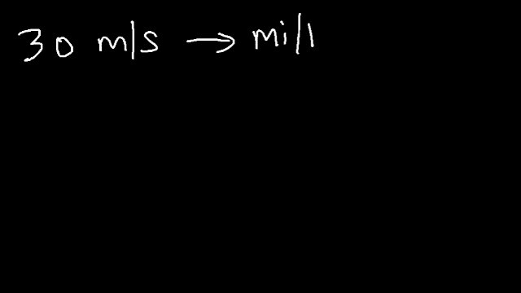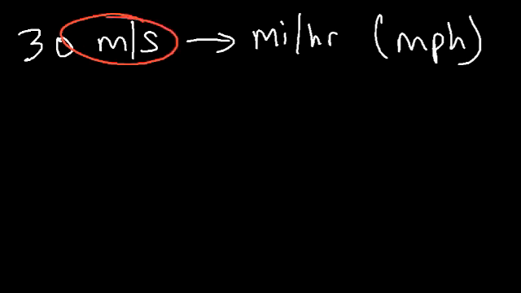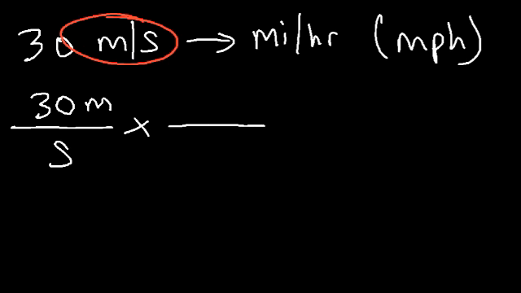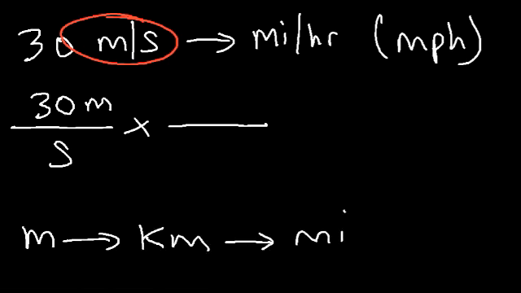How would you convert 30 meters per second into miles per hour, which can also be written as mph? How can we do it? So notice that we have the unit of speed, which is meters and seconds. We need to put the unit meters on the top of the fraction and seconds on the bottom. Let's make an outline of what we need to do. So we need to convert meters to kilometers and kilometers to miles. And then we got to convert seconds into minutes and minutes into hours.